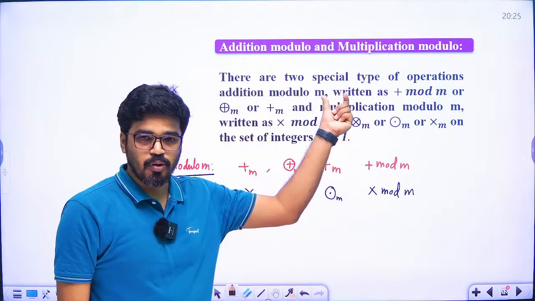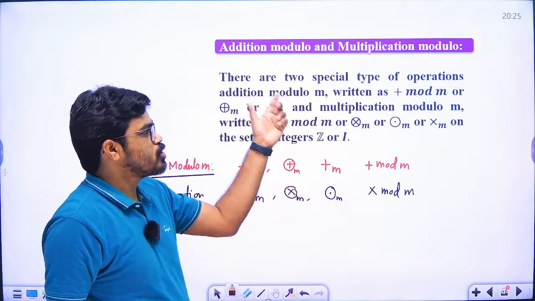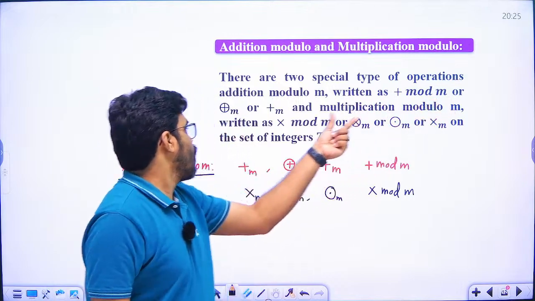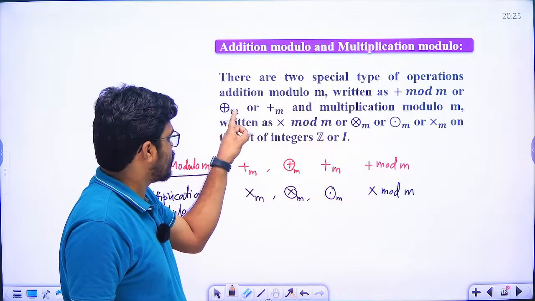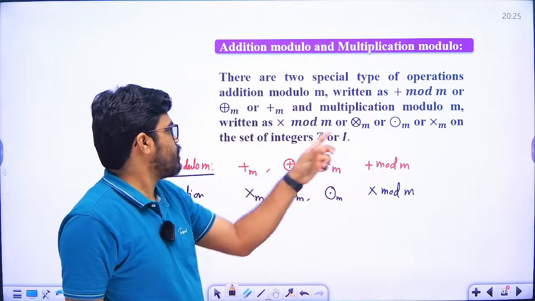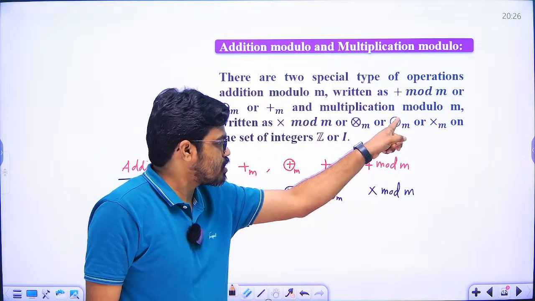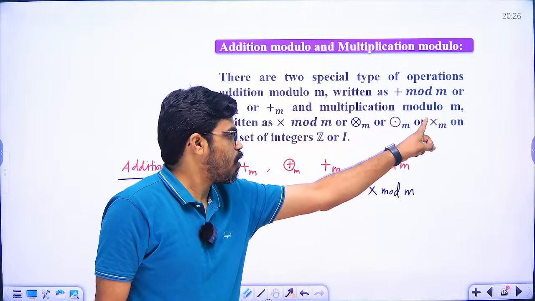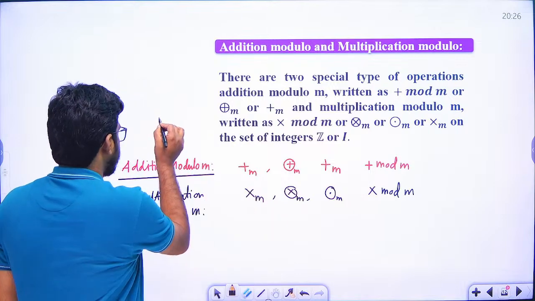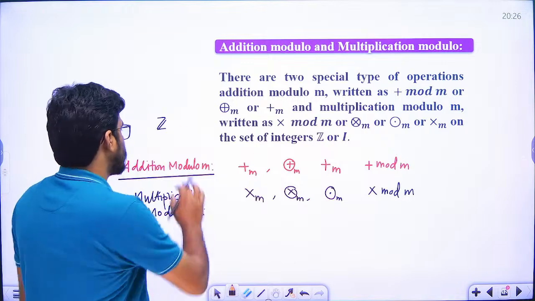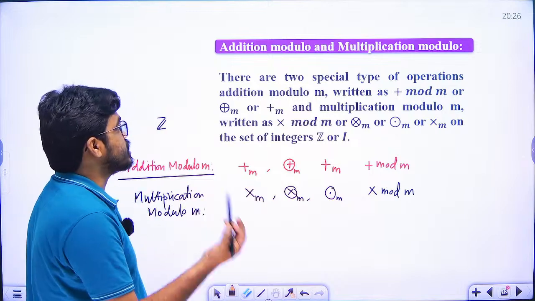One is addition modulo m and another is multiplication modulo m. Addition modulo m is written as plus mod m, or plus circle m, or plus m. And multiplication modulo m is written as cross mod m, or cross circle mod m, or the symbol dot circle m, or simply cross m on the set of integers. Okay, so now I will discuss what is addition modulo.